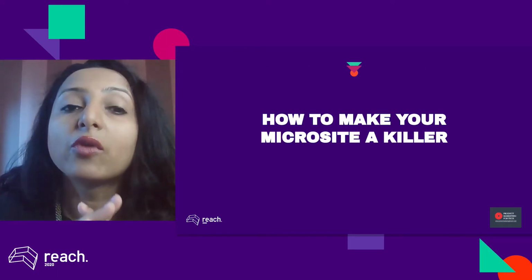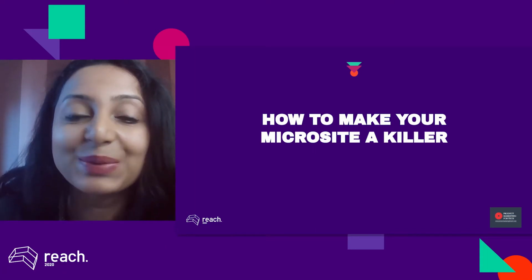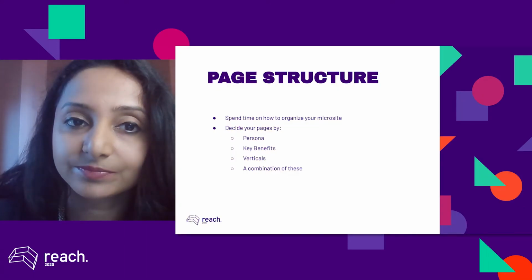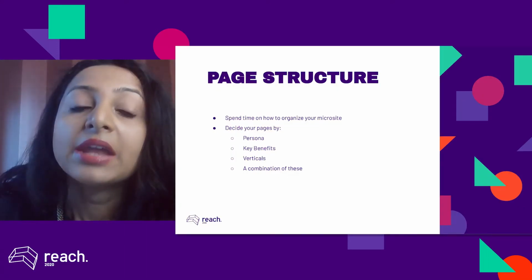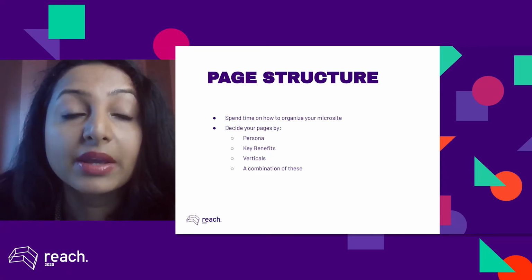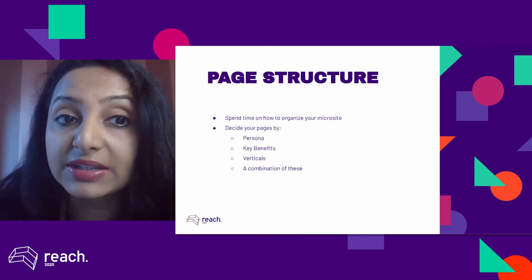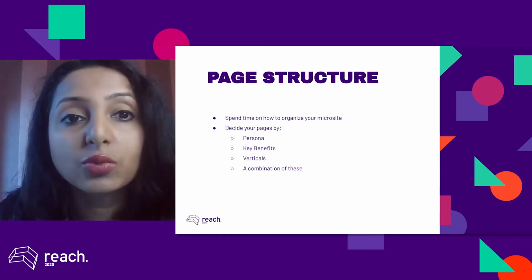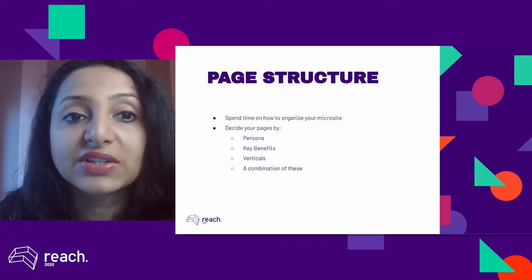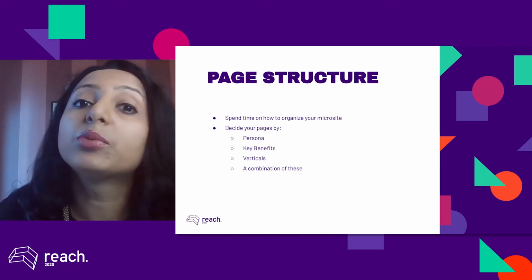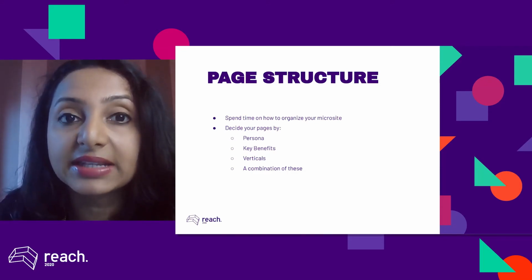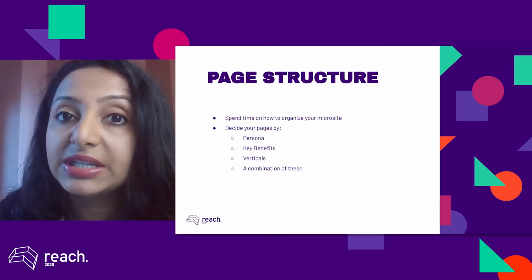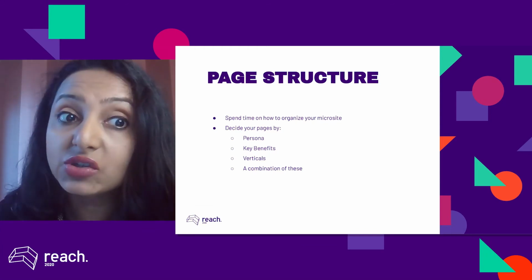Now, once you have all those prerequisites in place, let's talk about the most interesting part, which is how to make your microsite a killer. Page structure. You want to spend time on this because this is how your microsite is going to be organized. You want to make it really simple and intuitive for your audience. Whiteboard it out with your product marketing team, get everybody's thoughts going and brainstorm, come up with different ideas, look at what makes sense, right? Do you want to divide your pages by persona or by key capabilities and benefits, or maybe a combination of these as well?